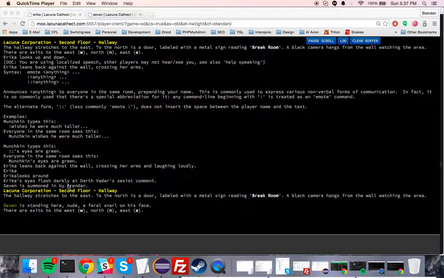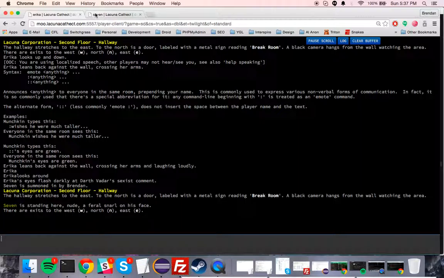All right, so we're going to get to my favorite command. I find it the most useful. It's also semi-difficult to get right off the bat, so I'm going to go over the basics with you. For that, I'm going to use this other test character that I have named Seven, who's standing here nude, a feral snarl on his face because he's a terrible person apparently, and walks around naked, snarling at people.